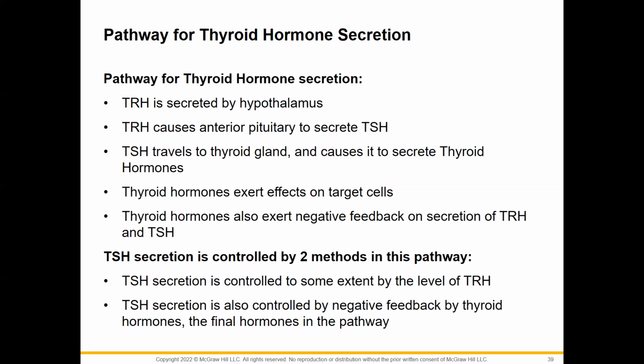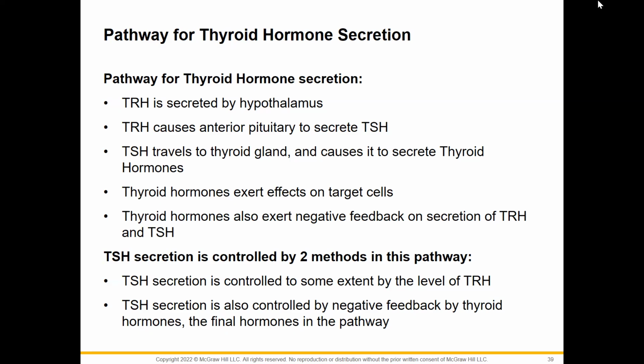TSH secretion is controlled by two methods in this pathway. You have some control by TRH. Again, thyroid releasing hormone will control how much TSH, thyroid stimulating hormone, is produced by the anterior pituitary. Then you also have that negative feedback by the thyroid hormones.